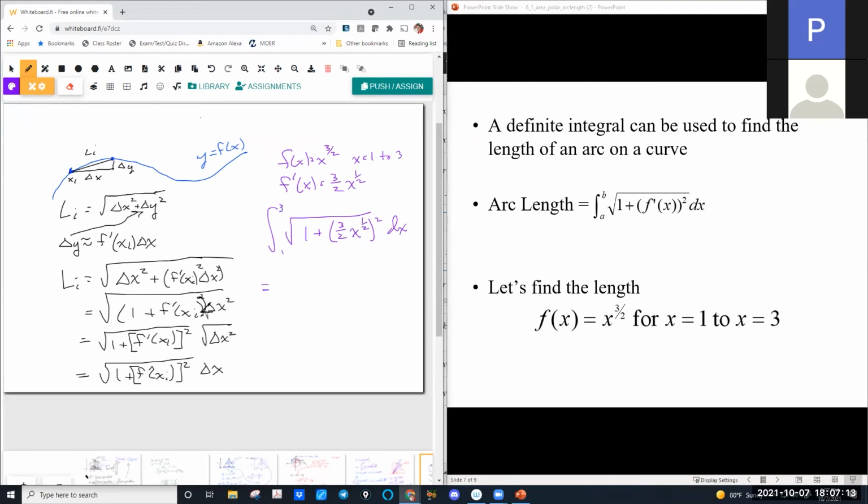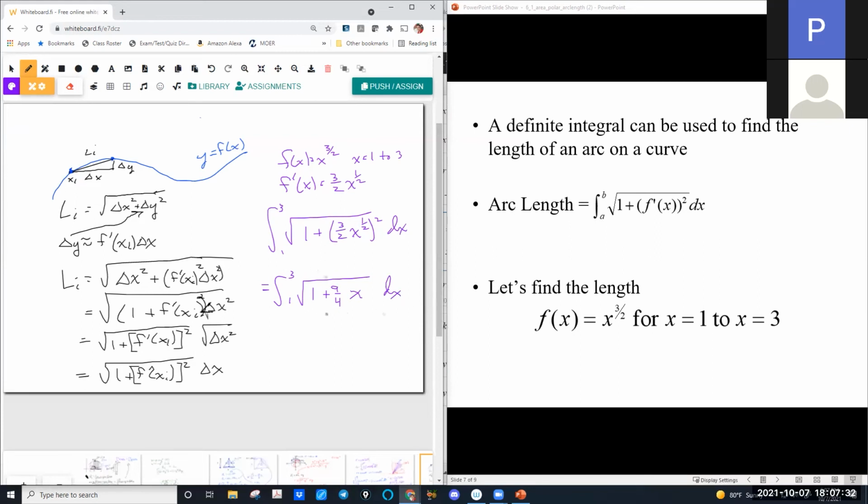And now we're into calculating this thing. So we can simplify a little bit first. Both these get squared. 3 halves squared is 9/4. X to the 1 half squared. 1 half times 2 is 1. dx.